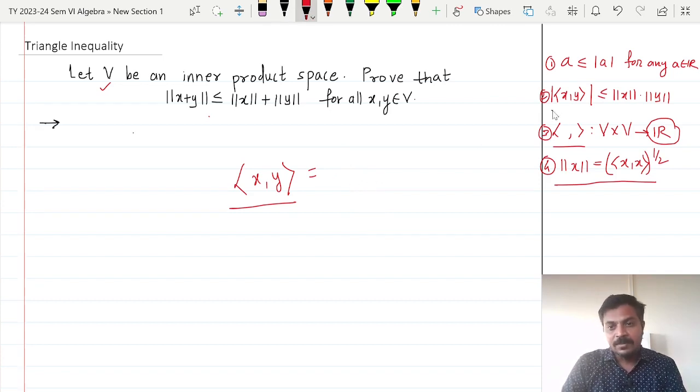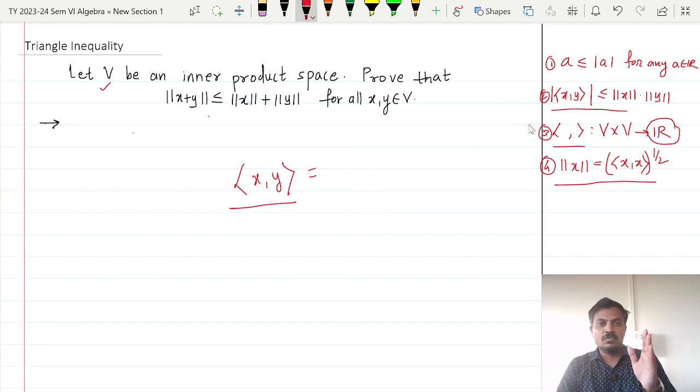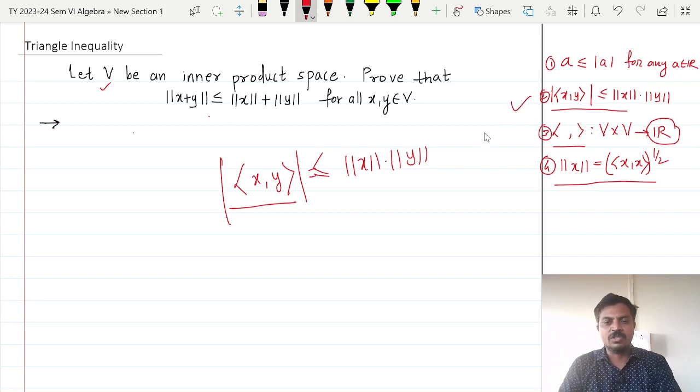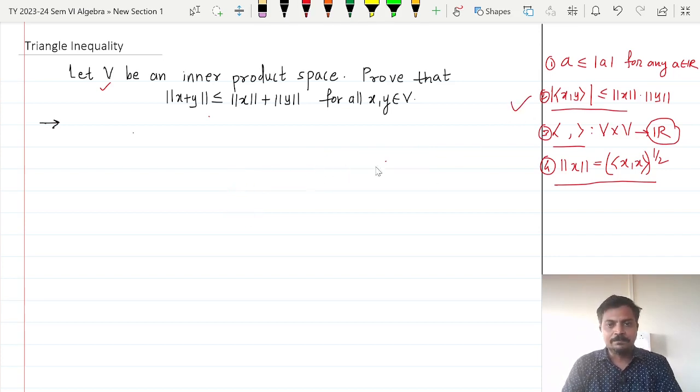Next, we will need the statement of Cauchy-Schwarz inequality. It says that mod of inner product of x with y is less than or equal to norm x multiplied by norm y, as mentioned here. And lastly, a is always less than or equal to mod a for any real number a.